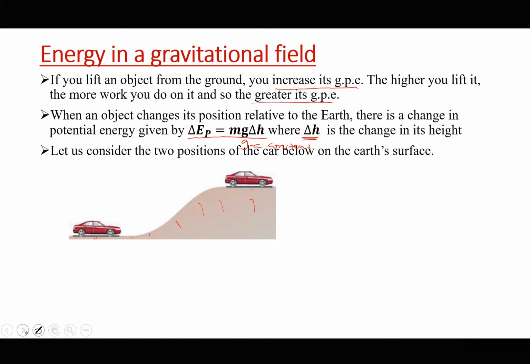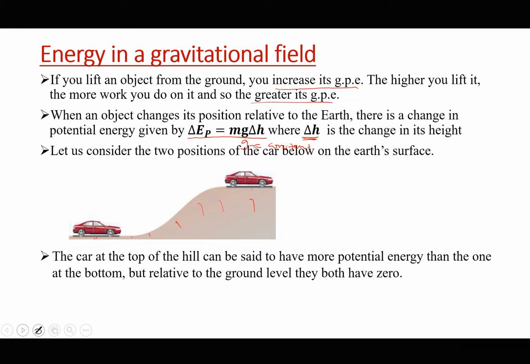So the car at the top of the hill can be said to have more potential energy than the one at the bottom, if the bottom part is the reference point. But if we consider the Earth's surface as the reference point, we are saying relative to the Earth's surface or relative to the ground, both of these cars will have zero potential energy.